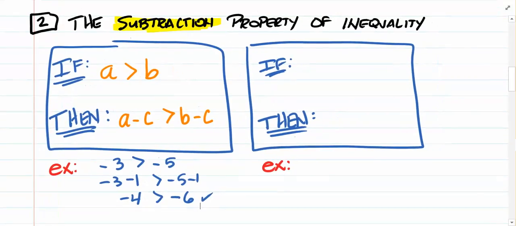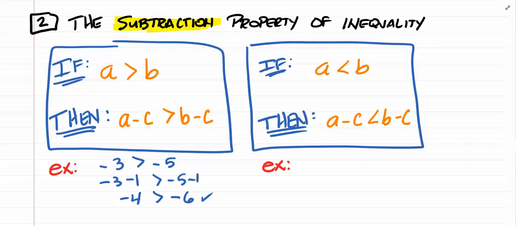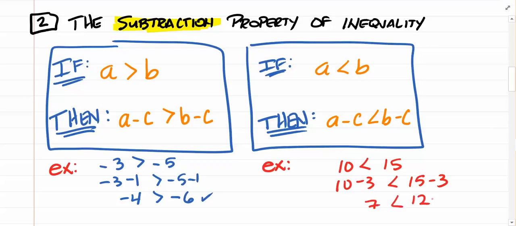Similarly, the other way, if I know that A is less than B, then I know that A minus C is going to be less than B minus C. This is why this is called the subtraction property of inequality, because we're subtracting the same number from both sides of the inequality. As an example, I know that 10 is less than 15. So that means that 10 minus 3 should be less than 15 minus 3. And absolutely, 7 is less than 12. Perfect.